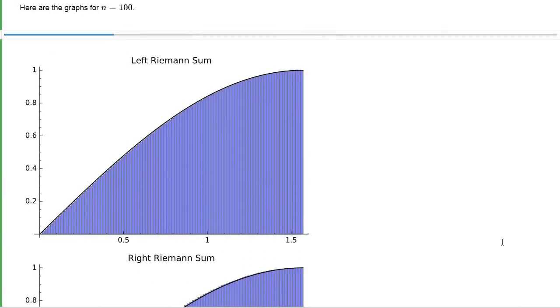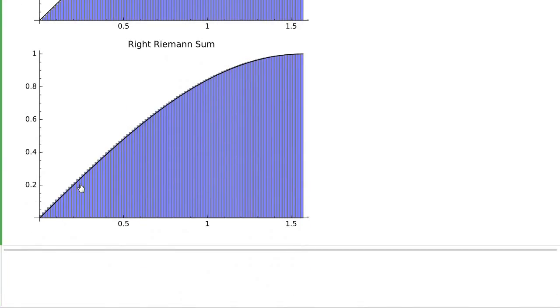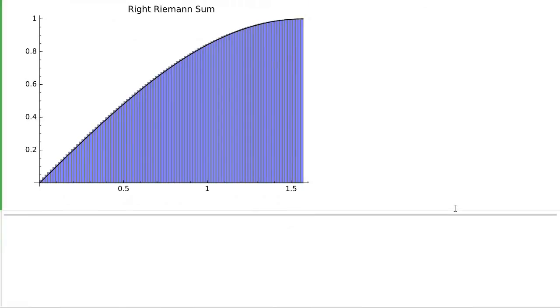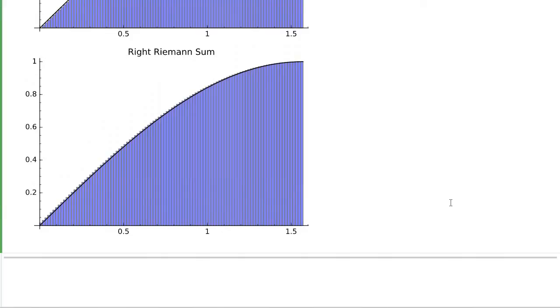Here's the graph, the left Riemann sum with 100 rectangles. You can see there's not much extra white space under here. There's not much extra blue space above. So this is a pretty good approximation. And so that's what we're going to do with Riemann sums. Next time we will talk about how we can integrate using Sage.